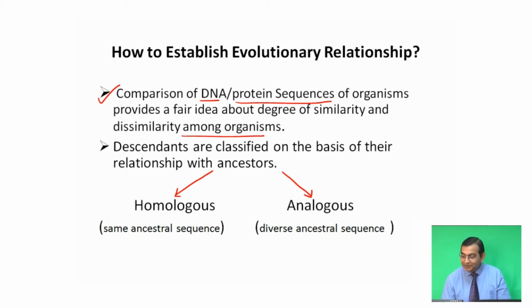On the other hand, descendants are classified on the basis of their relationship with ancestors. They may be either homologous or analogous. Homologous means they have the same ancestral sequence. This is called homologous ancestors. On the other hand, when there is a diverse ancestral sequence, it is called analogous ancestors.